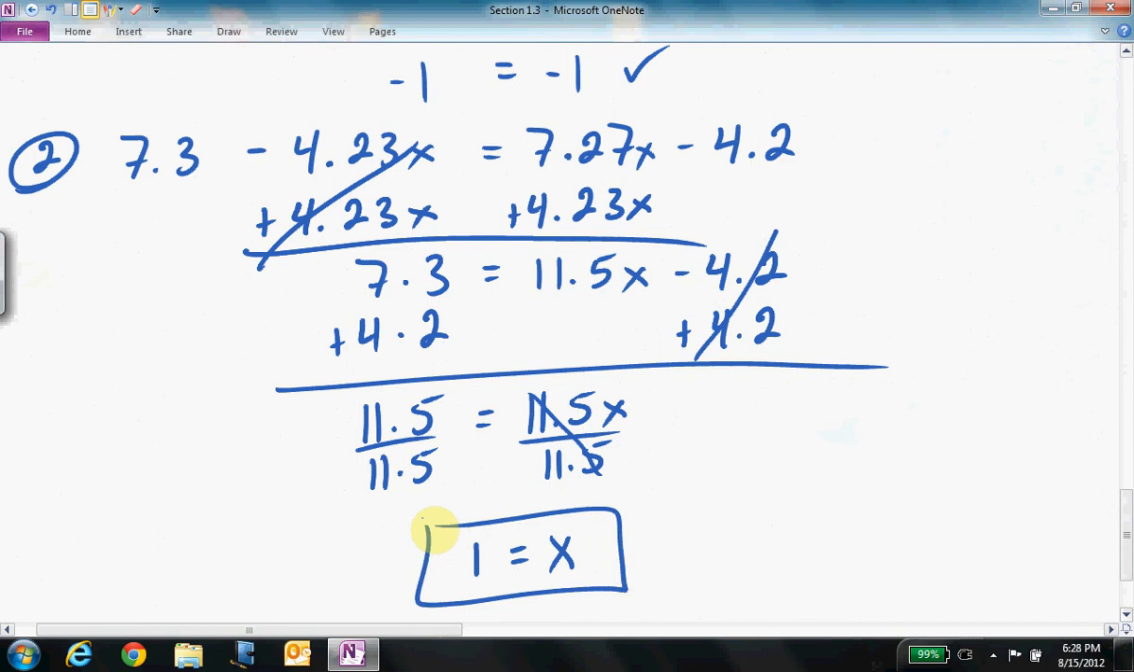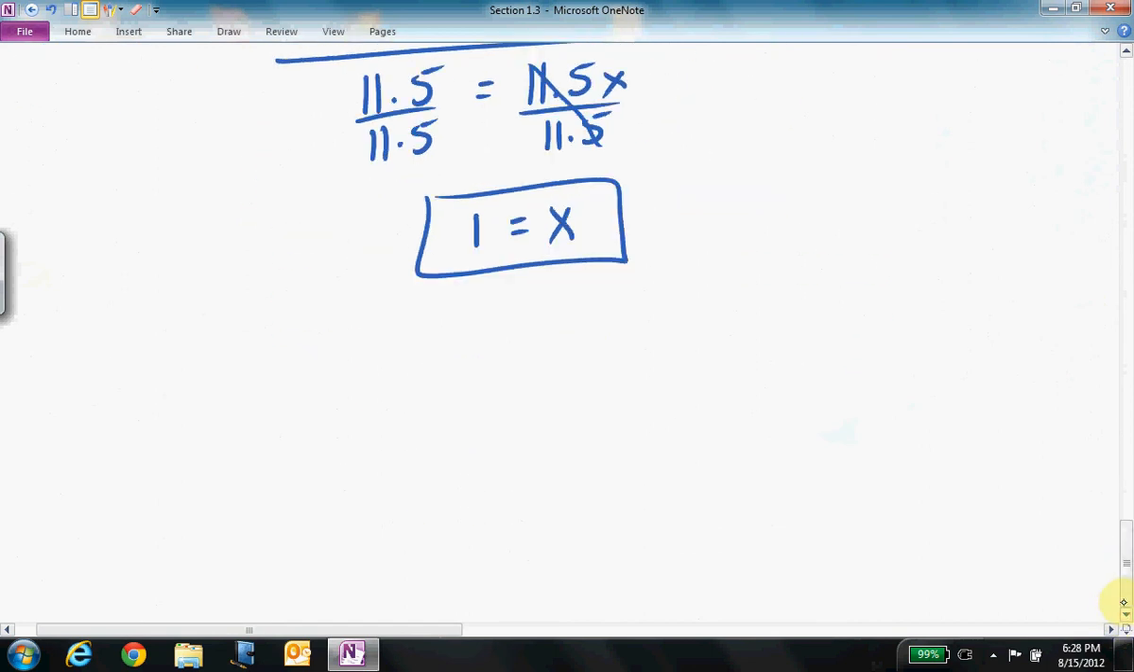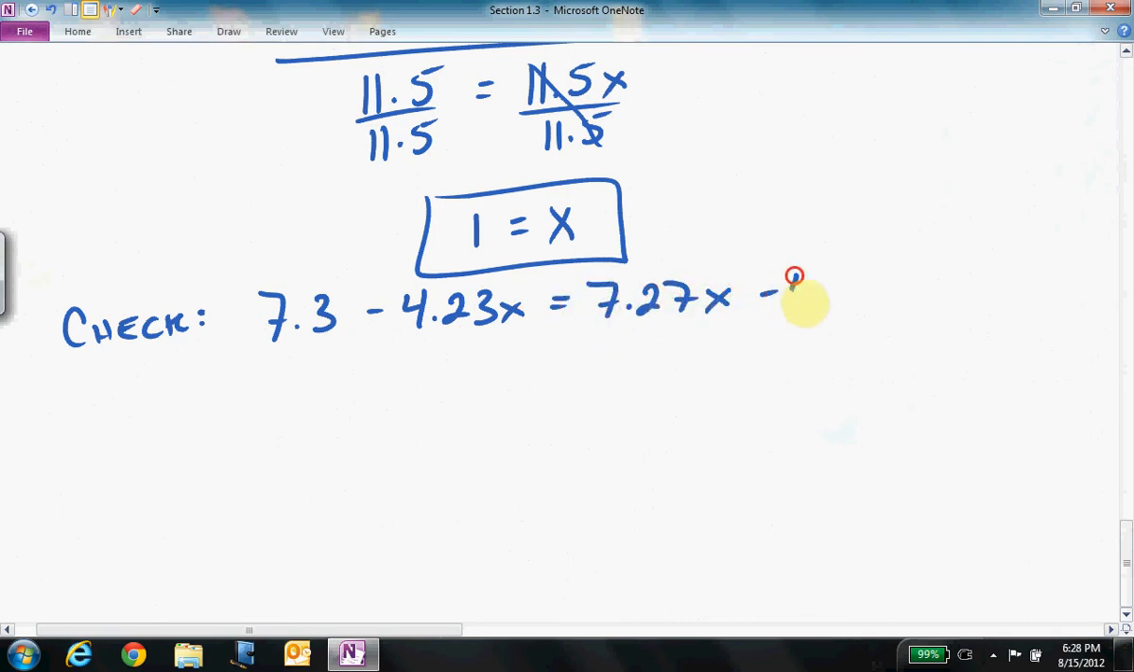So things are looking pretty nice. When I get a 1 or a negative 1, it makes checking pretty easy. But you always still want to check to make sure you're getting the correct answer. So my original problem is 7.3 minus 4.23x equals 7.27x minus 4.2. So I'm going to plug in my value of x, which is 1, to both spots in this equation.